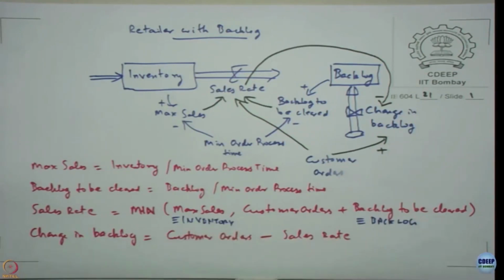So, this max sales and backlog to be cleared comes in only for units, to avoid units error. Please incorporate this model.